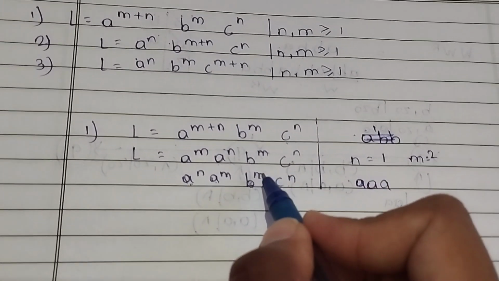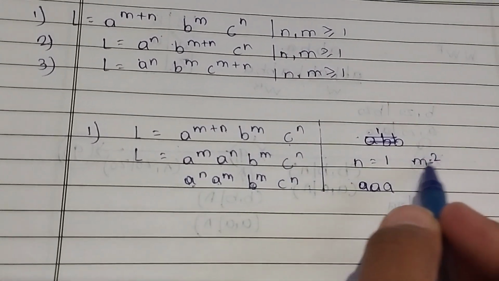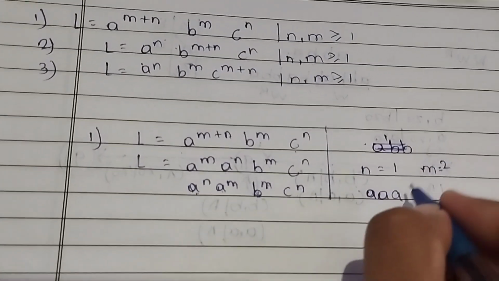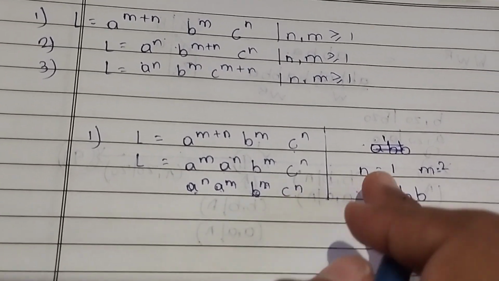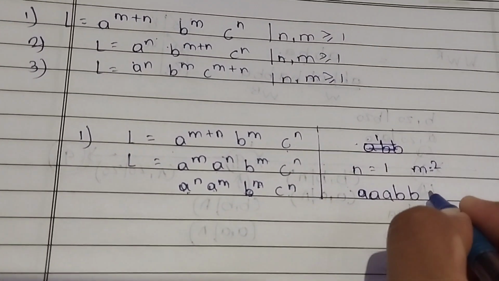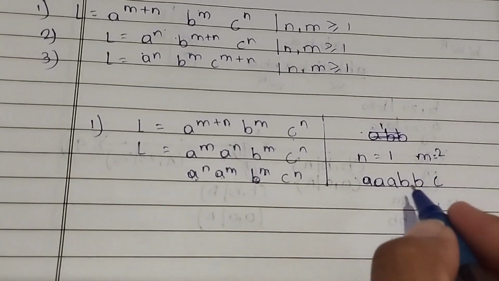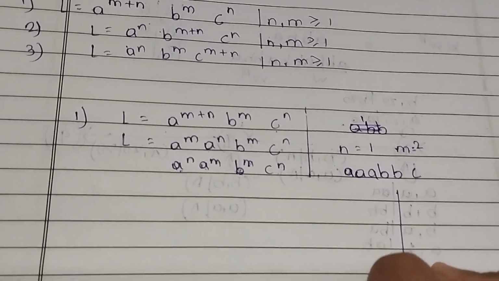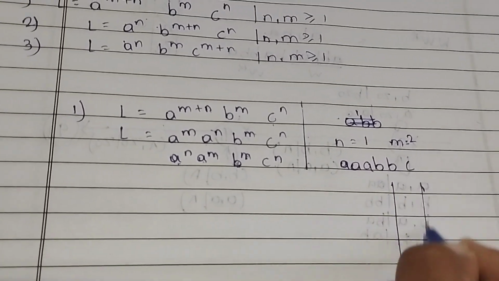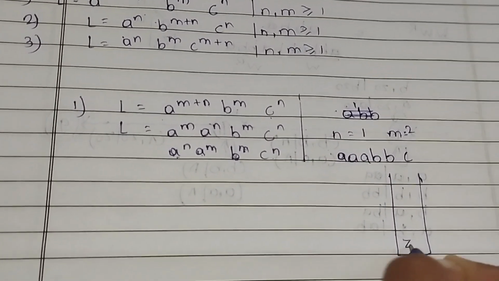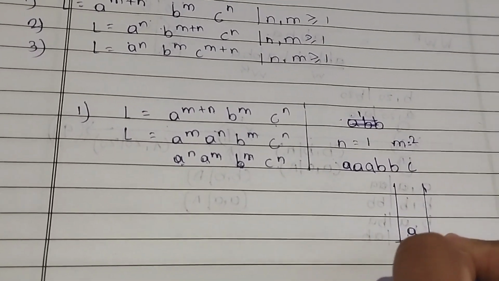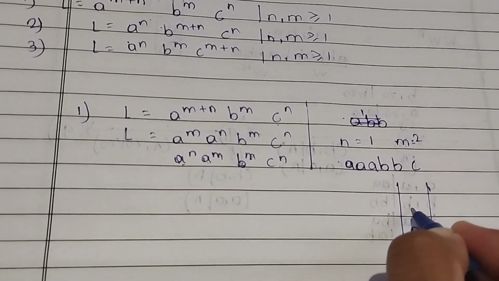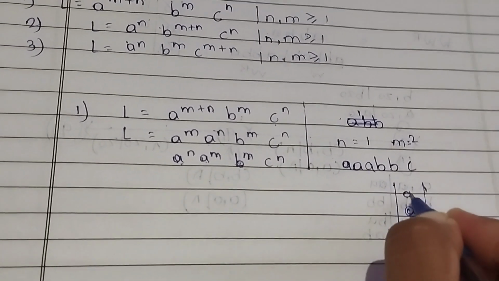Now B raised to m. So m is 2, so B raised to 2 means BB. And again C raised to n, and n is 1, so C. Now how do we push this string in the stack? Like this. Initially Z naught is present. Now A comes, so we push the A. Again A comes, push, and push.